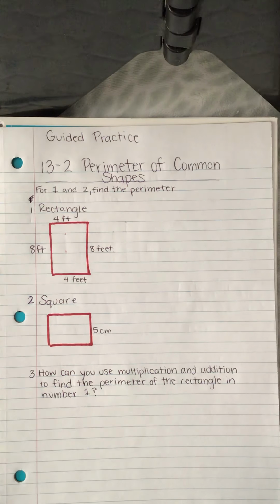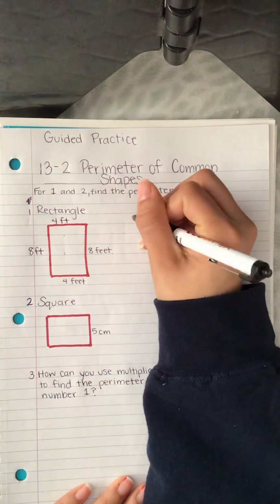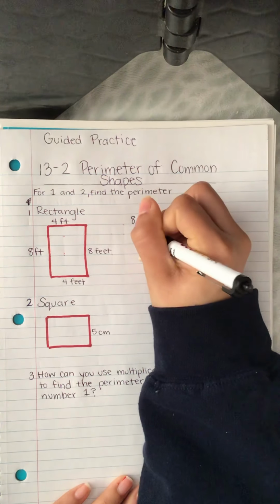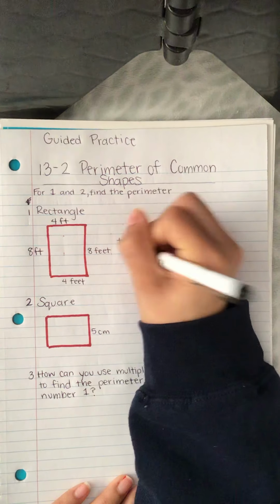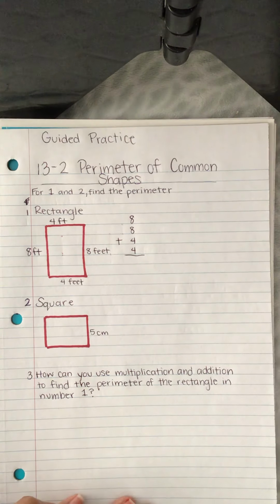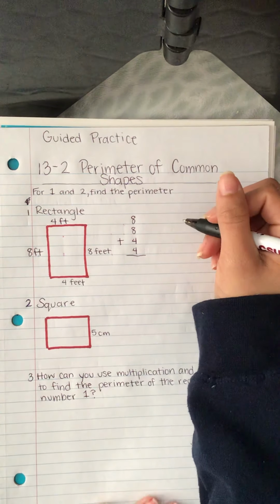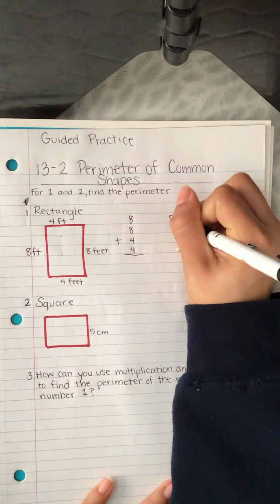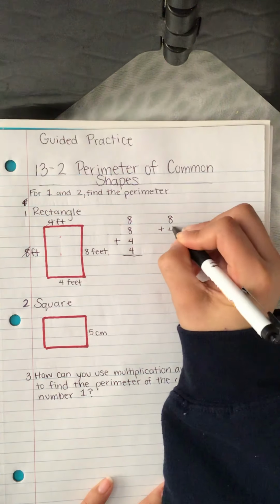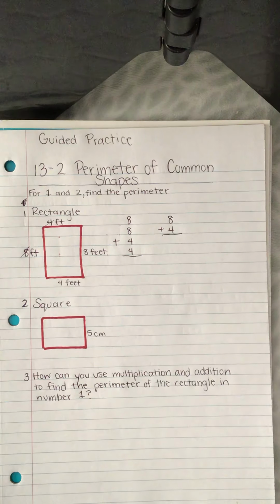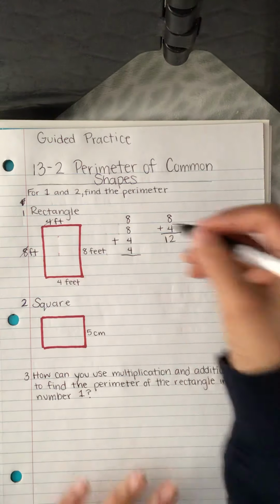So like we did in 13-1, you can either add by putting all of the numbers at the same time, or if it's easier for you, you can just add 2 sides at a time, and that is what I'm going to do. So we have 8 and 4. 8 plus 4 gives me 12, right? And then this is my new number.